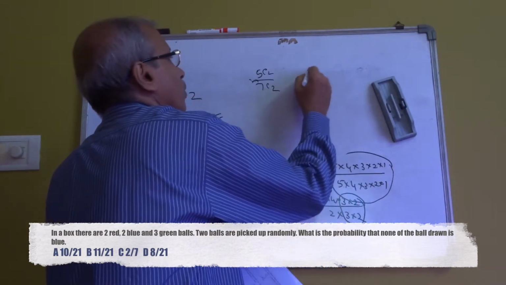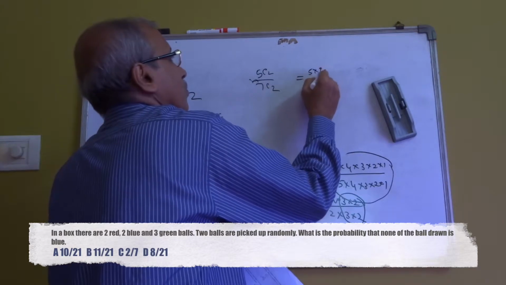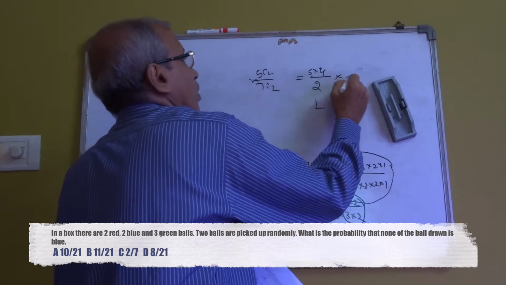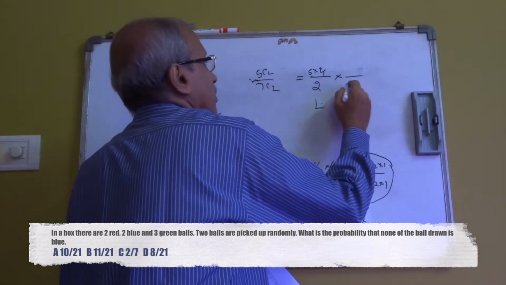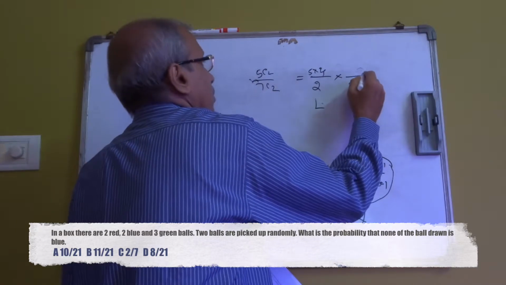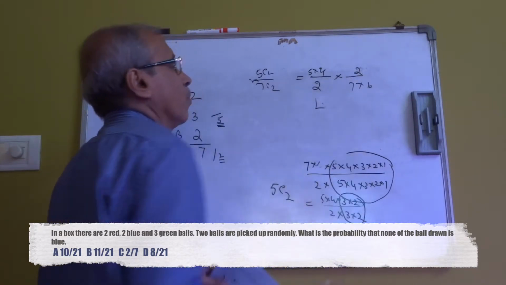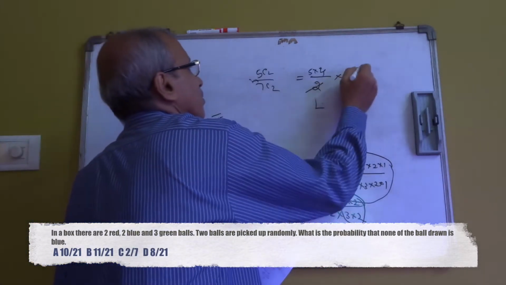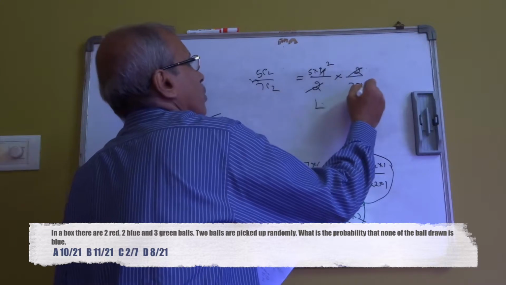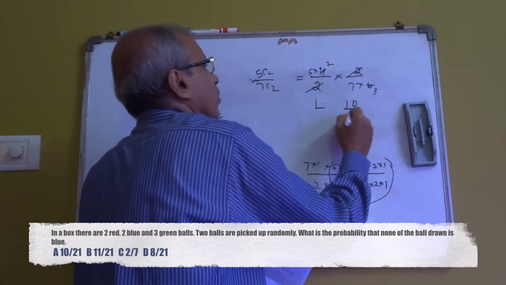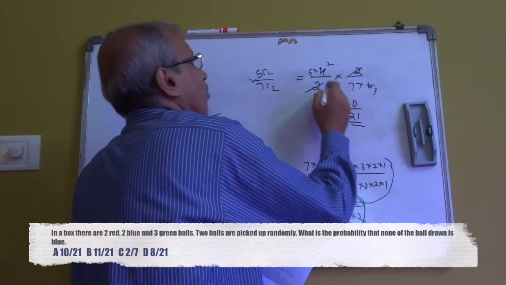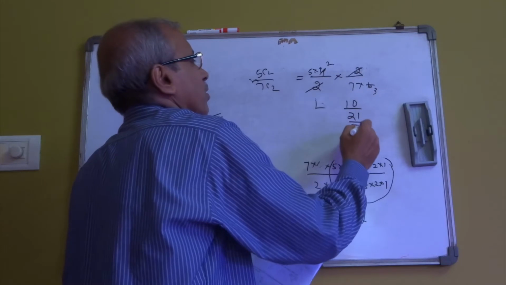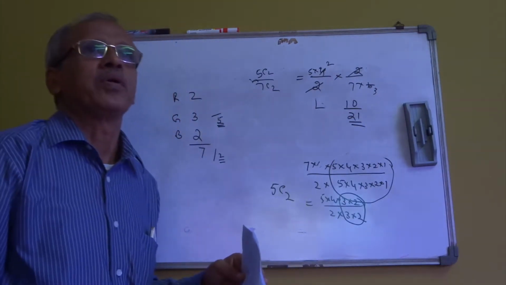Now 5 into 4 upon 2, and the denominator will come 7 into 6 upon 2. The 2 gets cancelled. 7 3s are 21, 5 2s are 10. The probability is 10 upon 21.